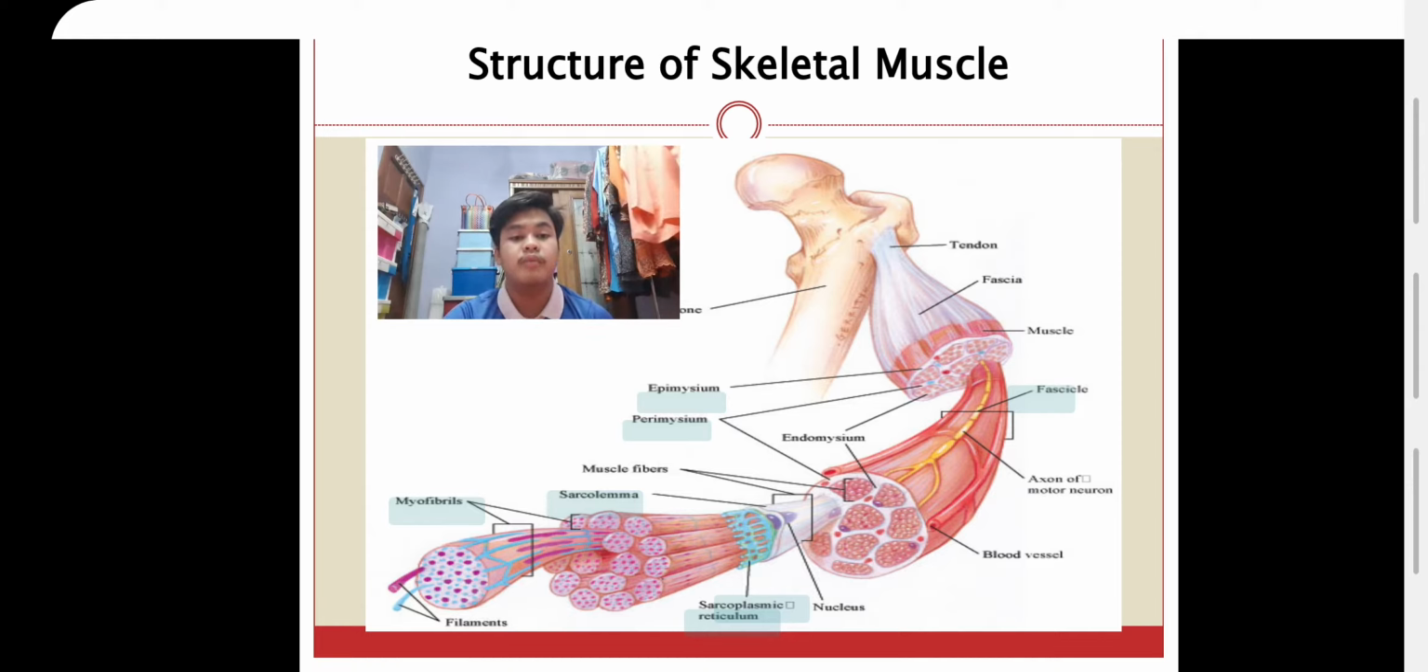Today, I will make the presentation about the structure of skeletal muscles and the sliding filament theory. My presentation is based on the slides given by Sir Shafiq. Okay, first we can start.